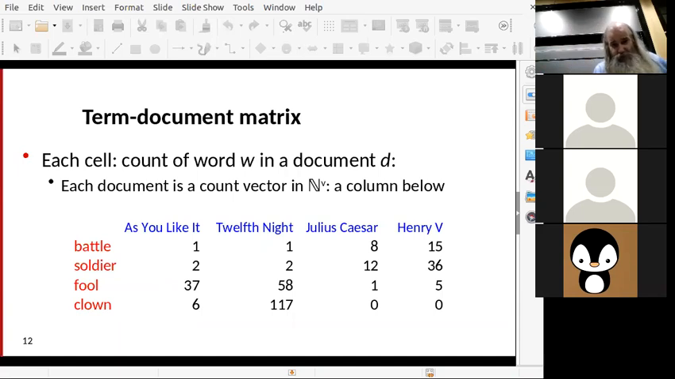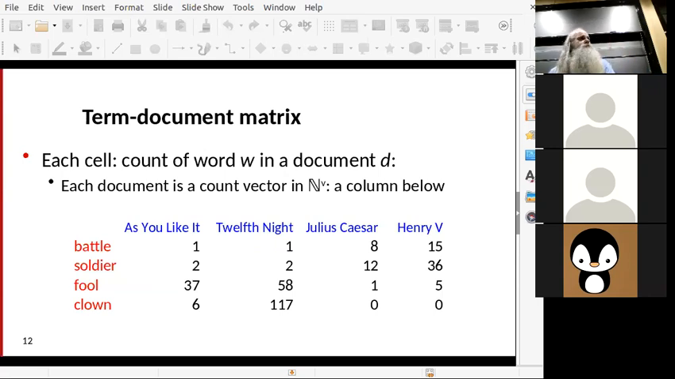Soldier appears a couple of times in As You Like It and Twelfth Night, and in Julius Caesar and Henry V it appears 12 and 36 times. Let's take the word fool. The word fool appears many more times in As You Like It and Twelfth Night than it appears in Julius Caesar and Henry V. And the word clown doesn't get used very often, apart from it's really quite a favorite in Twelfth Night because there's a clown called Bottom, actually, in Twelfth Night.